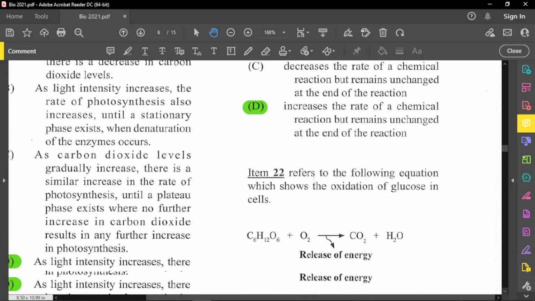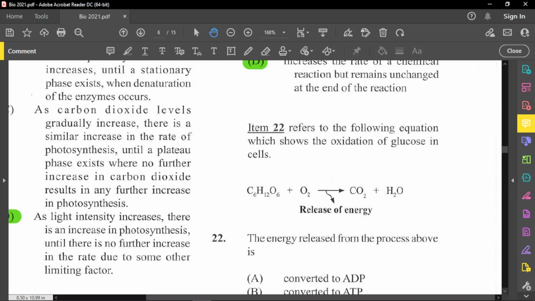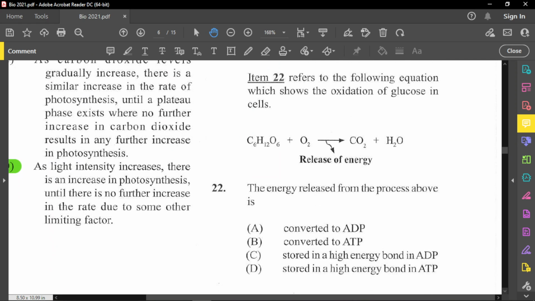Okay. All right, let's jump to question number 22 at this time. Question number 22 says it refers to the following equation, which shows the oxidation of glucose in cells. And when I say oxidation, I mean adding of oxygen. Okay. So here now you have glucose plus oxygen giving you carbon dioxide and water, and energy is released. So here it says the energy released from the process above is what?